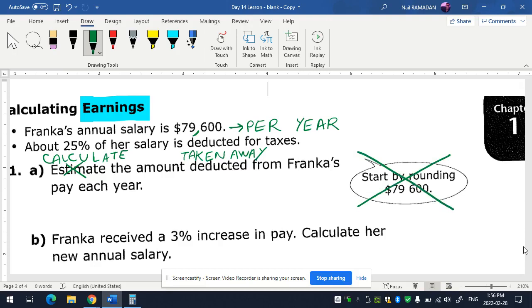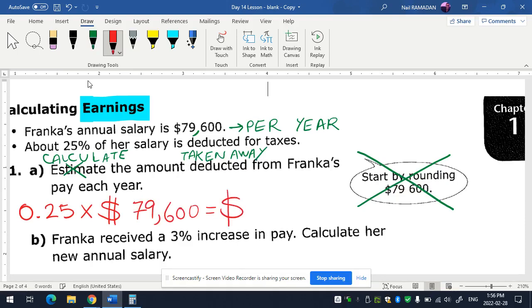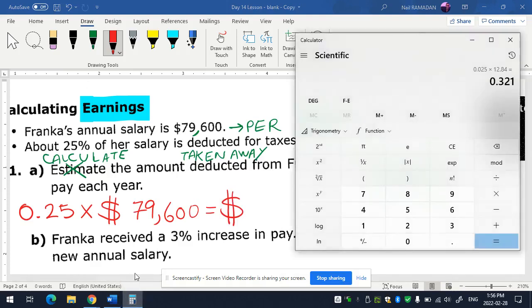Okay. The question is, how much is 25% of 79,600? We have to multiply the percentage by this number, but I have to change the percentage into a decimal. Well, that's easy: 0.25 times 79,600. Okay, let's see how much goes to tax. Well, almost close to 20,000. Not exactly, but very close. 0.25 times 79,600.